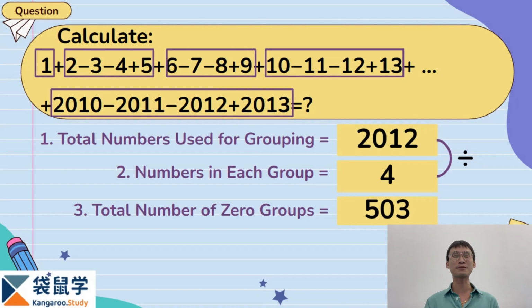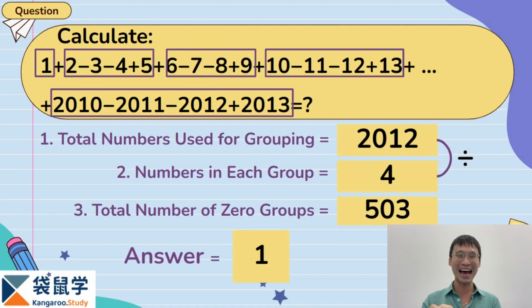Now, each group sums up into what value? Yes, each group sums up into 0. So all 503 groups add up to 0. So what is left over now? Only the first number, which is 1. Therefore, the final answer is 1.